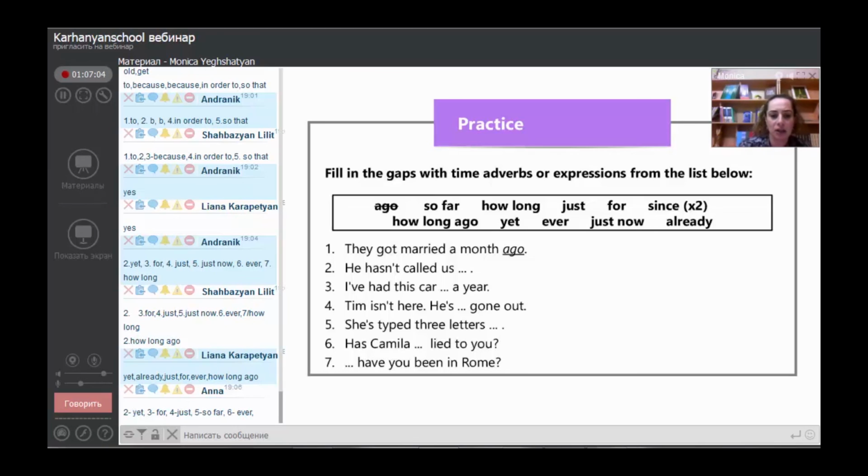Now, let's continue. Tim isn't here. He has just gone out. She has typed 3 letters. Who has written? Yes, Anne, good for you. She has typed 3 letters so far. When we have the number, what has she done? She has typed 3 letters. Till now, she has typed 3 letters. These kind of sentences are usually written with so far.